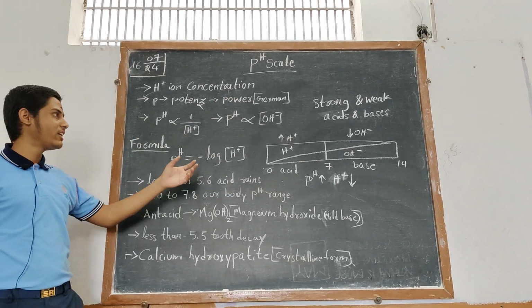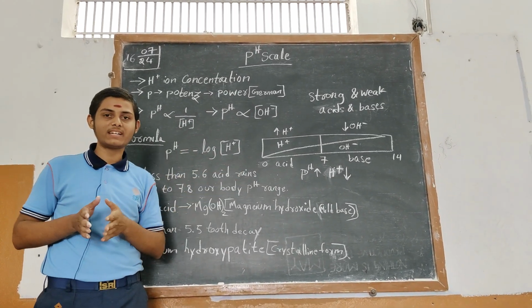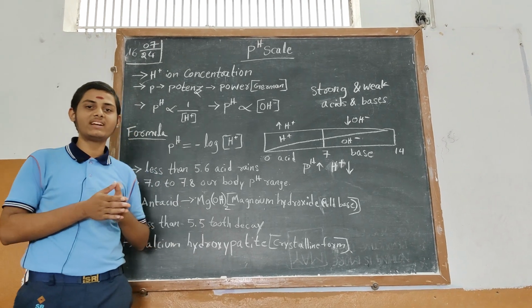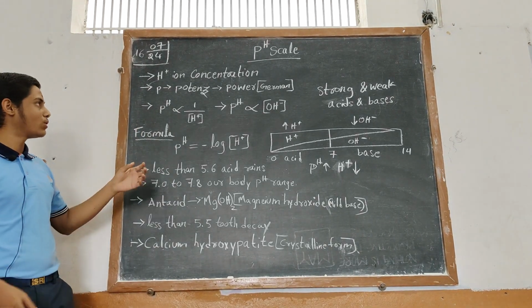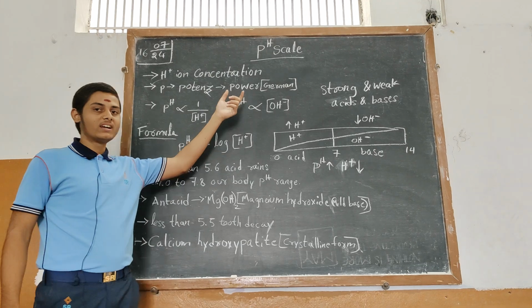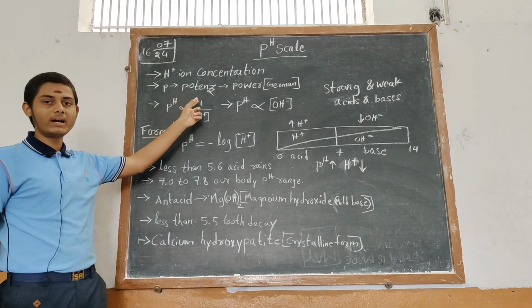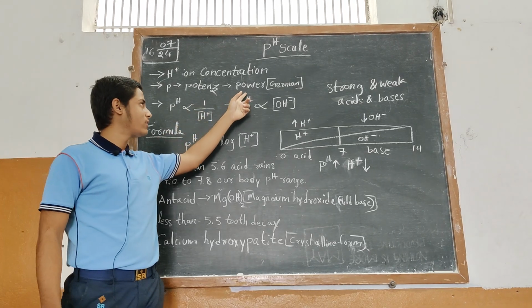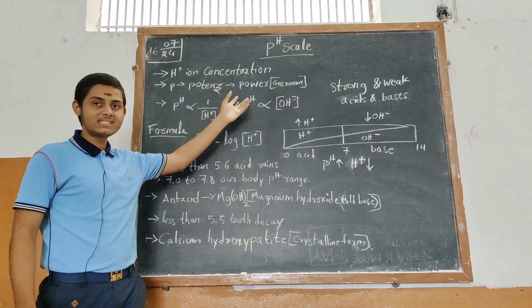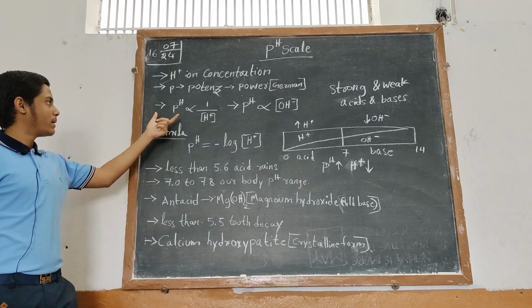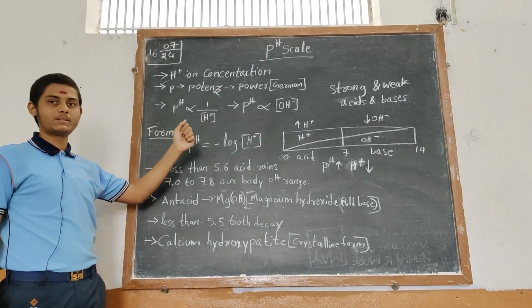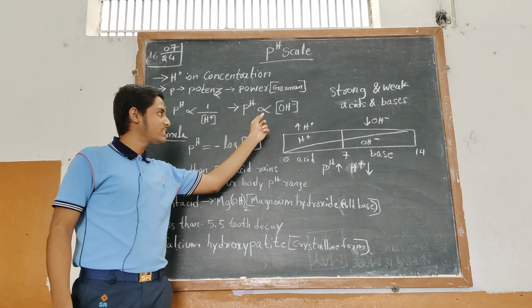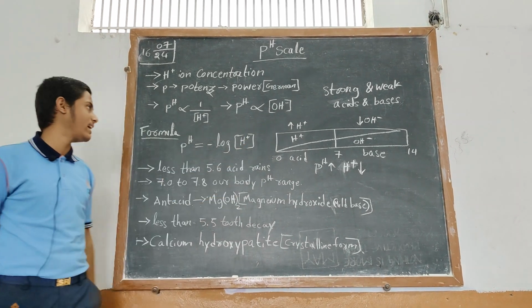We all know that if it is acid, it releases H plus ions, and if it is base, it releases OH minus ions. So in this term pH, P stands for potence. It is a German word, and the meaning of potence is power. So the pH is inversely proportional to H plus ions and pH is directly proportional to OH minus ions.